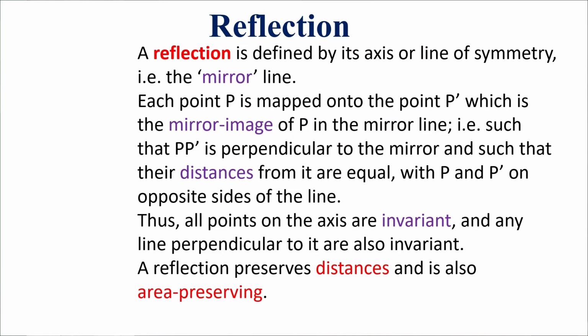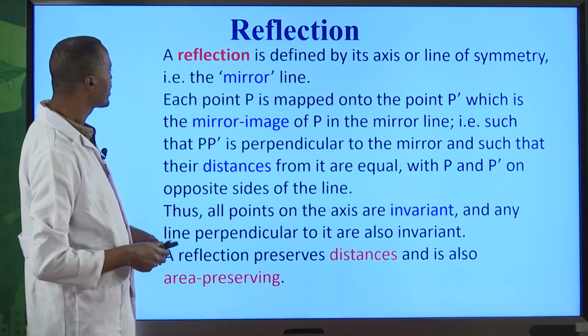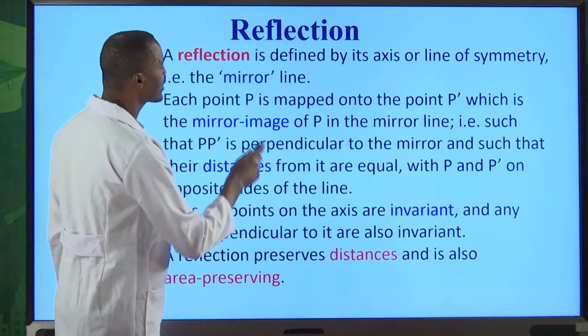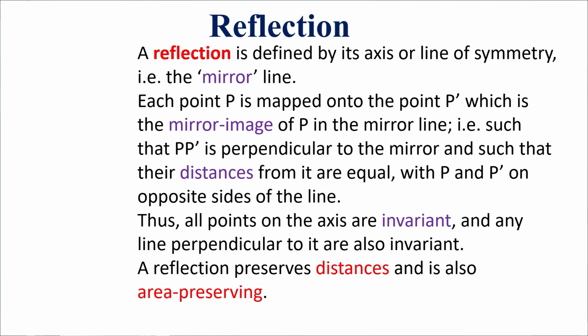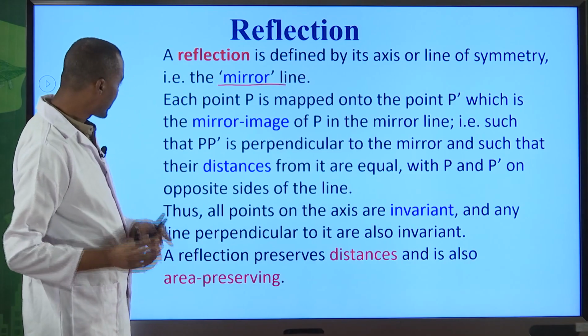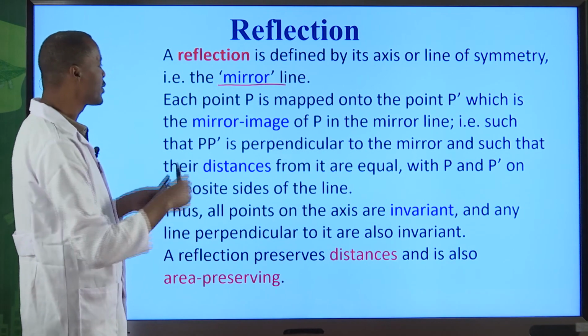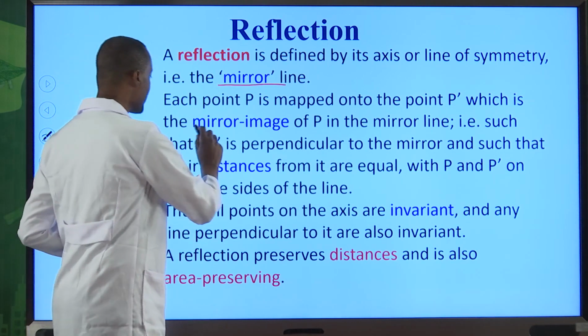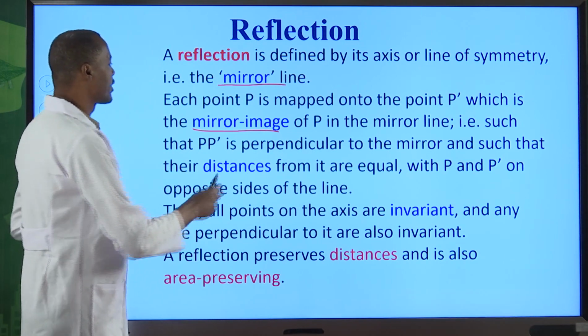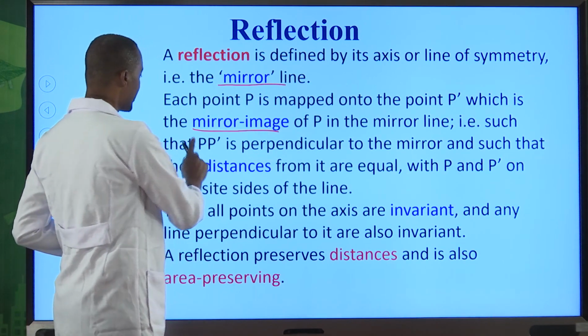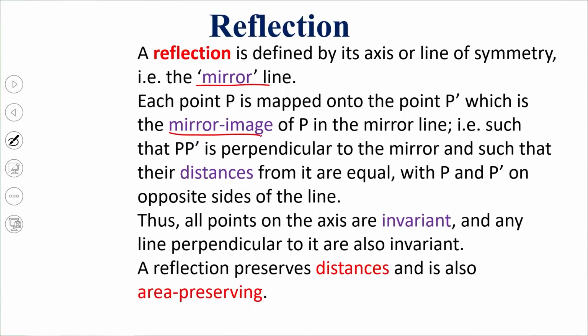One of the symmetry operations is reflection. Reflection is defined by its axis or line of symmetry, which is called the mirror line. That mirror line maps our original point to another point. For example, each point P is mapped onto a new point P prime, called the mirror image of P in the mirror line, such that the line PP prime is perpendicular to the mirror and their distances from the mirror are preserved. Reflection is a symmetry operation that preserves distance.